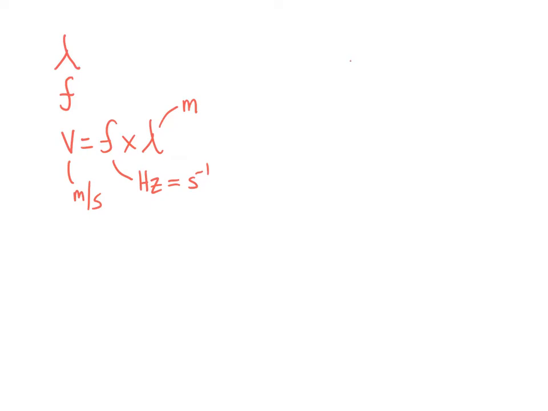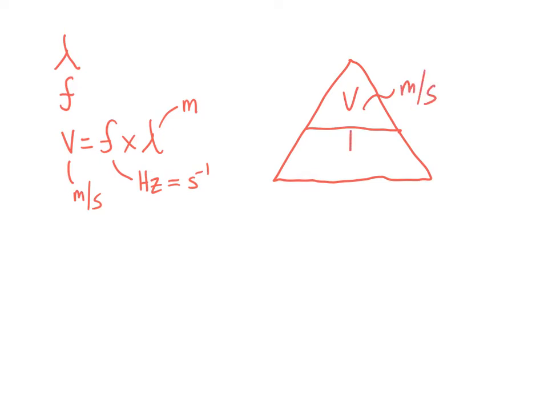We used the formula triangle as follows. V in meters per second is the frequency in hertz times the wavelength in meters. This is a very useful equation which we are going to use when looking at electromagnetic radiation.